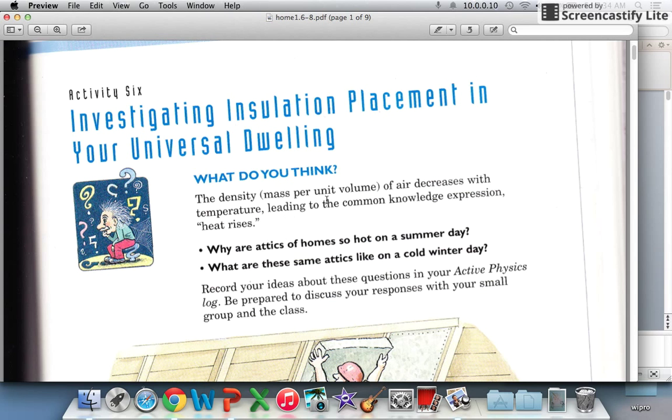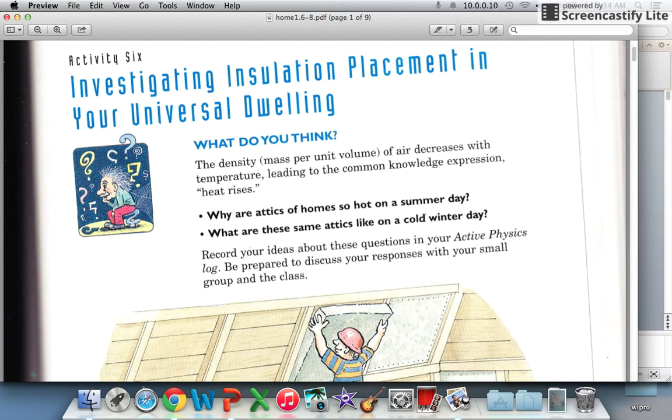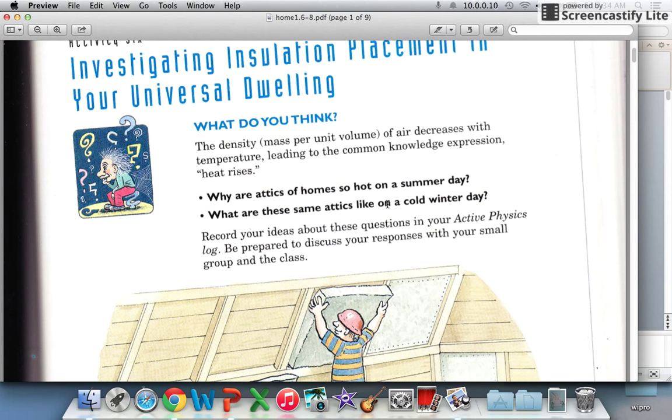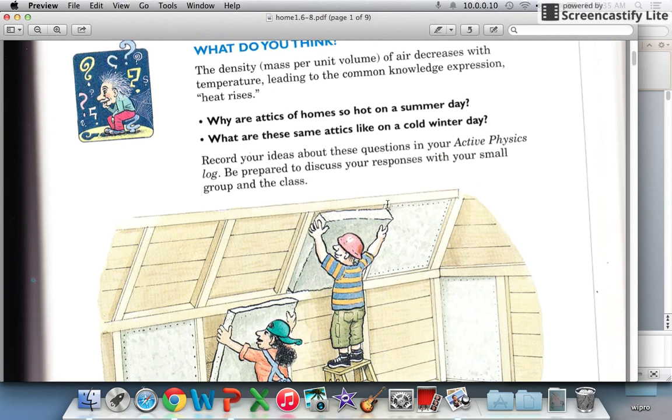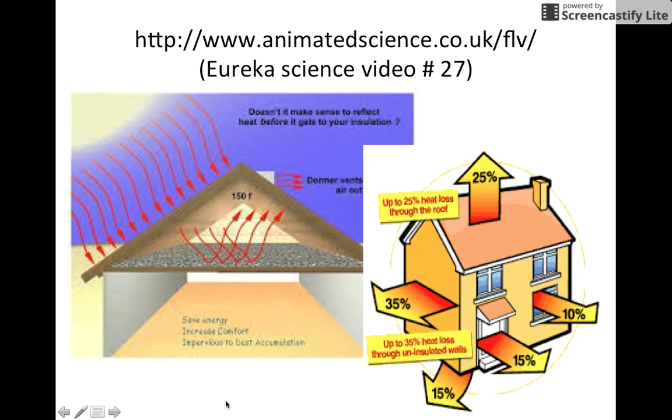All right, they have this question about attics being hot on a summer day versus what are they like on a cold winter day? Something to get them thinking, as usual, to get them engaged. And you could bring this back to what they learned about convection. All right. And there's a really nice Eureka Science video. If you remember in one of my previous screencasts, I introduced this resource.